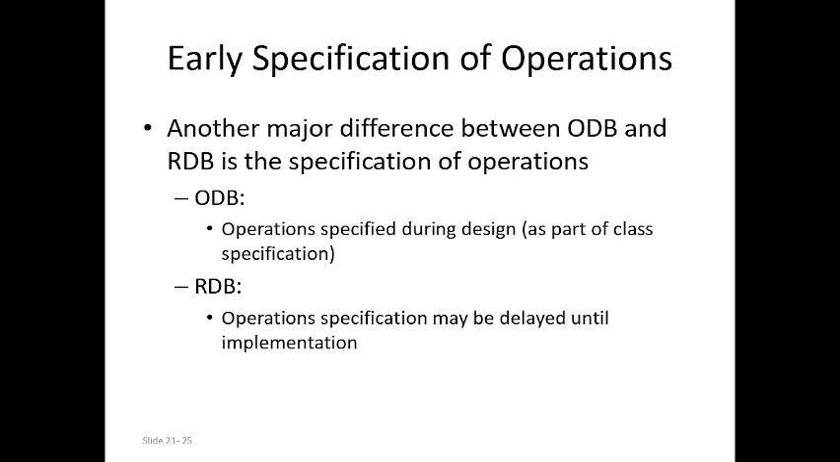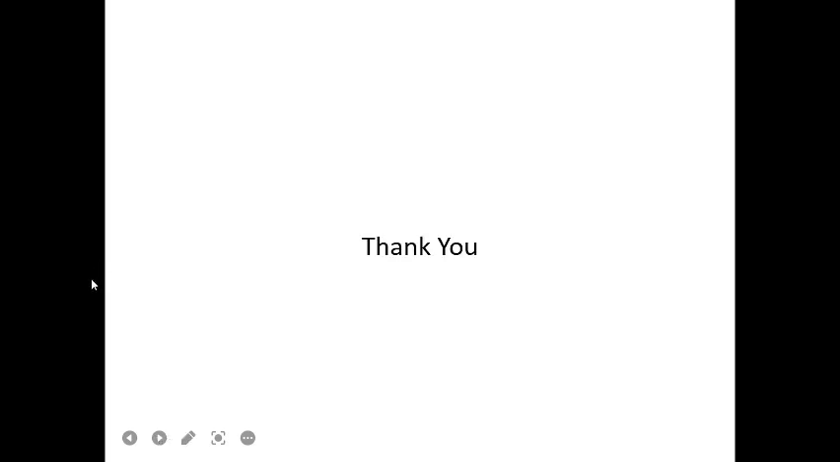Another major difference between ODB and RDB is the specification of operations. So in ODB, operations are specified during design, that is as part of the class specification itself. In RDB, operation specification may be delayed until implementation. That is the case with RDB. So these are some differences between ODB and RDB. So thank you.